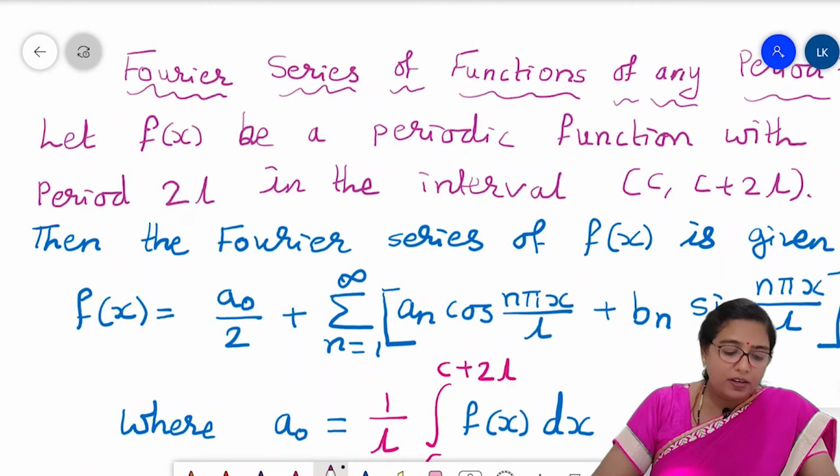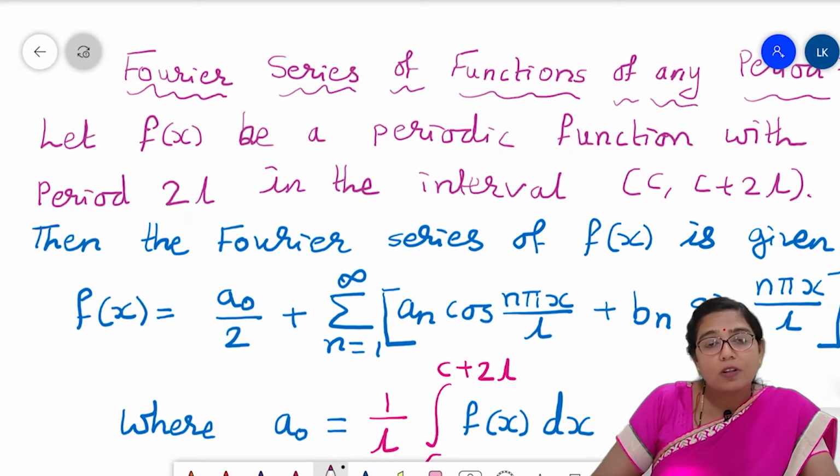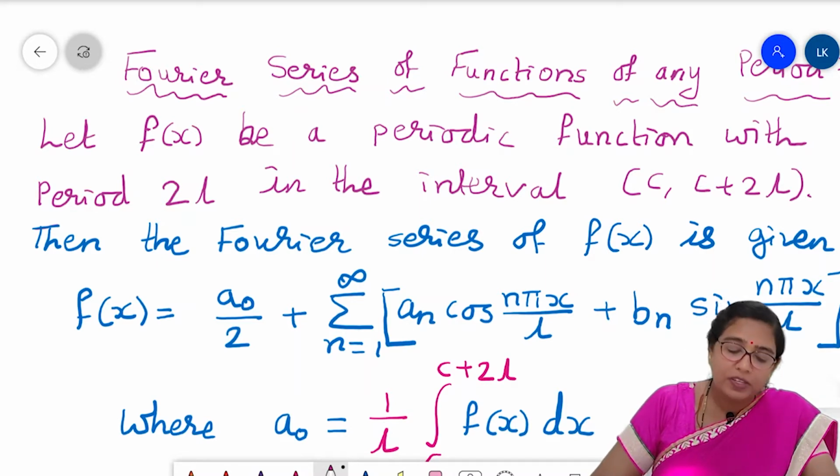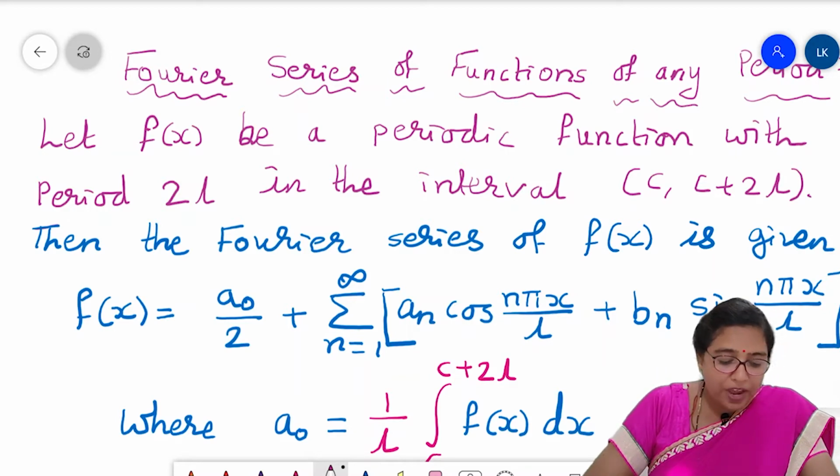Now the main heart of this Fourier series. We would like to solve the example of the Fourier series, the Fourier series of the function of any period.